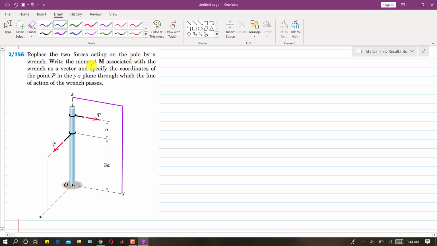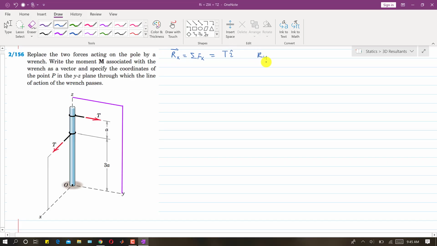So we have to write the moment vector associated with the wrench, and we also need to specify the point P coordinates in the YZ plane through which the line of action of the wrench will pass. So first I will find the resultant, right? So the Rx component of the resultant will be equal to the summation of all forces along X, right? Only this T vector is along the positive X axis, so we will write Ti.